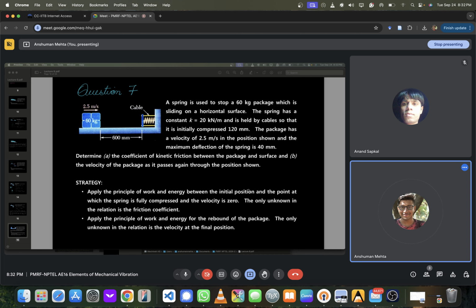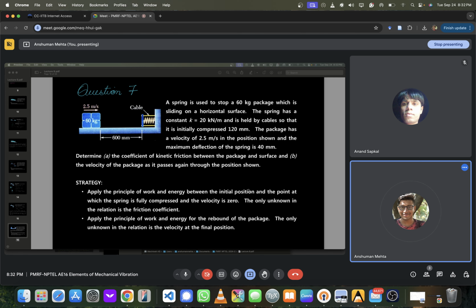Now this package has the velocity of 2.5 meter per second in the position shown, and the maximum deflection of the spring is 40 mm. Now first we have to determine the coefficient of kinetic friction between the package and the surface, and B, we have to find the velocity of the package as it passes again through the position shown. So the package is getting bound by this spring arrangement.